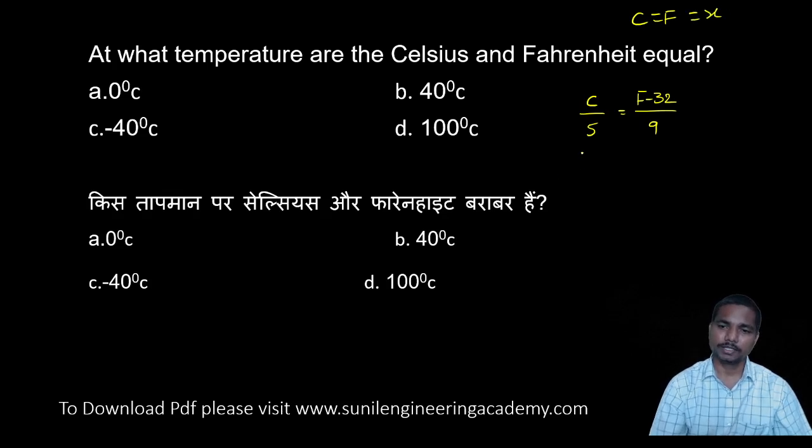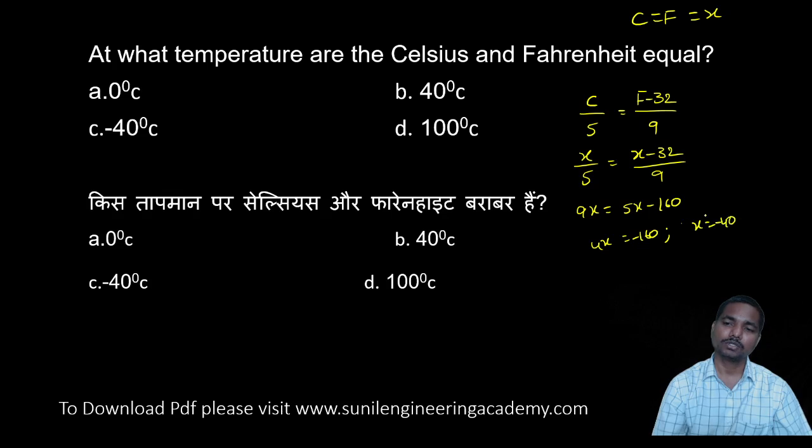Let us take X, then C plus X, F plus also X. Now we can say both are equal. So if you cross multiply, 9x is equal to 5x minus 32 into 5, 160. So you will get 4x is equal to minus 160, that is x is equal to minus 40. So at minus 40 both will become equal.